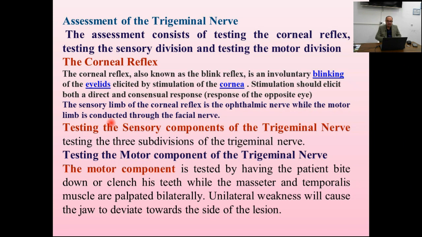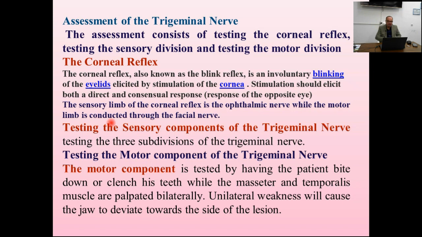The stimulation should elicit both a direct and a consensual response, a response of the opposite eye. The sensory limb of the corneal reflex is the ophthalmic nerve, while the motor limb is conducted through the facial nerve, and is very important in clinical practice. Test the sensory component of the trigeminal nerve by testing the three subdivisions.